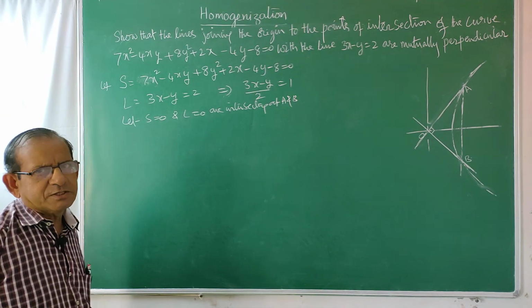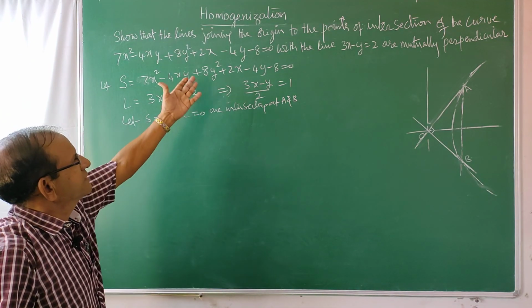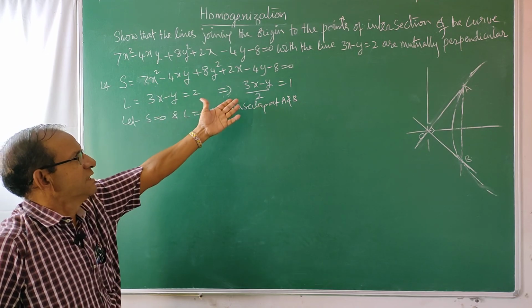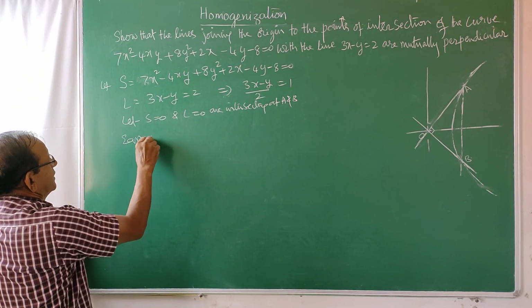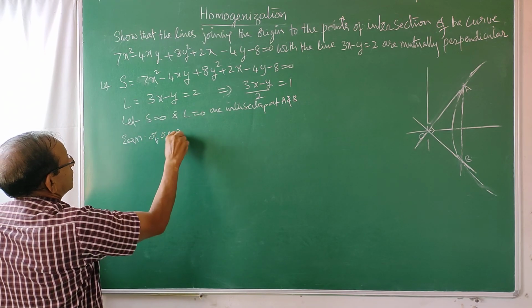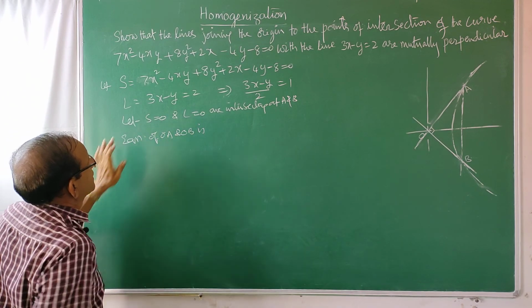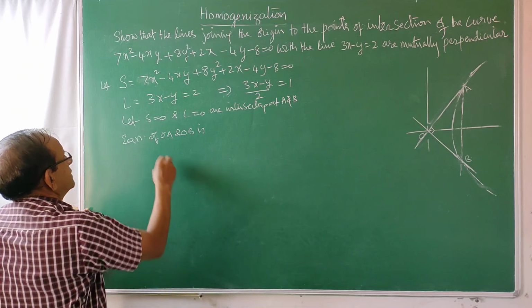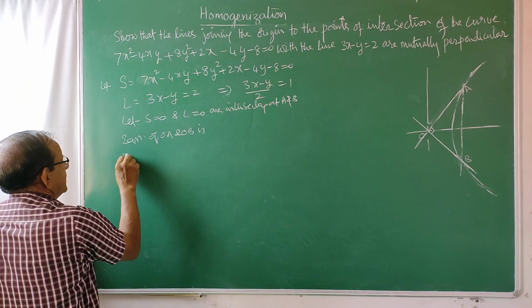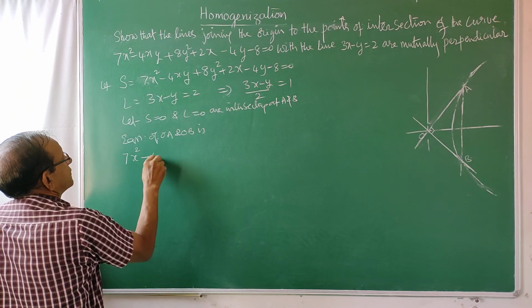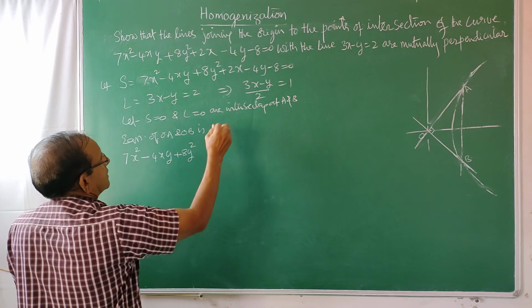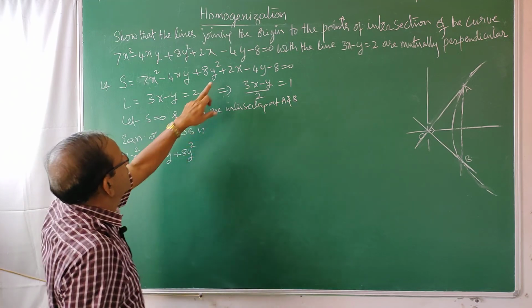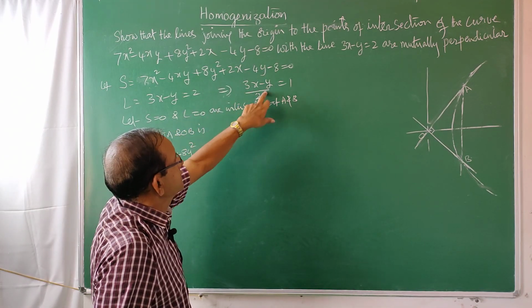Now how to get the equation of OA and OB? We have to make the equation of the curve homogeneous. That is, the equation of OA and OB, let us make it homogeneous: 7x square minus 4xy plus 8y square. Now up to here are the second degree terms. Now the first degree term is there, multiply that with 1.